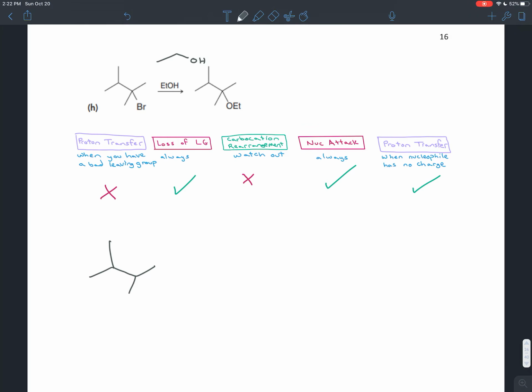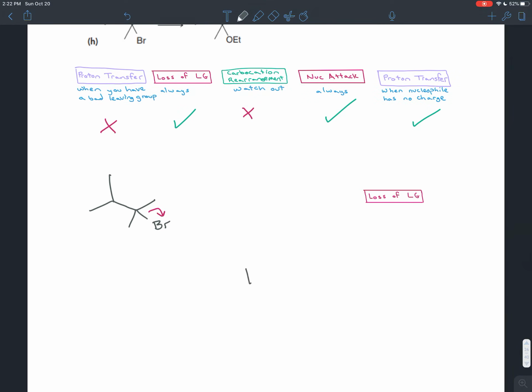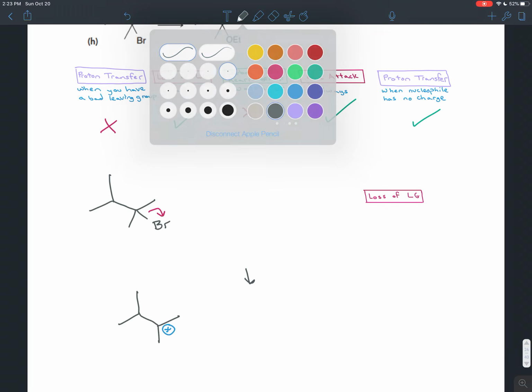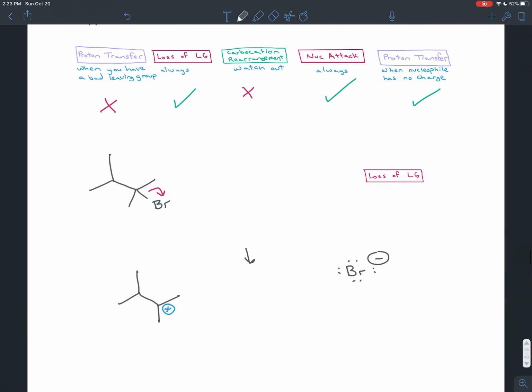So let's draw that first molecule. The first step is loss of the leaving group. Our leaving group is bromine, so it takes those electrons and gets out of town. It leaves behind a carbocation, and your bromine has that negative charge floating around the solution somewhere.